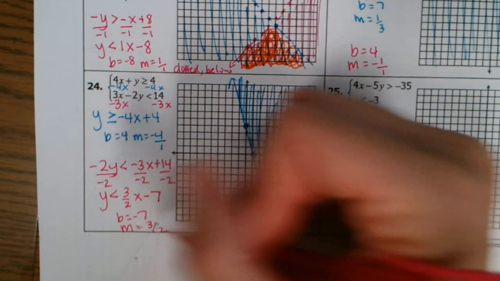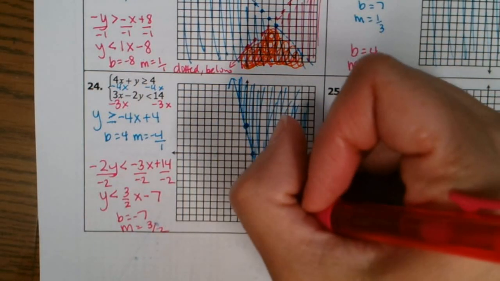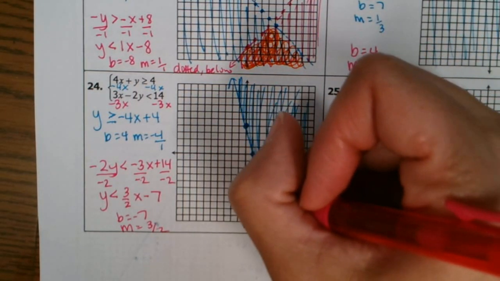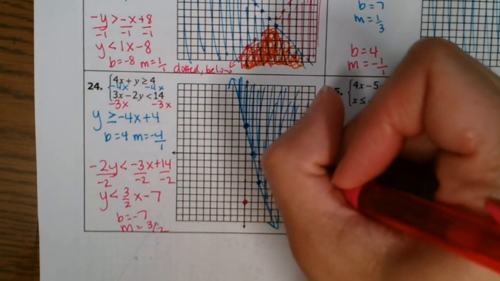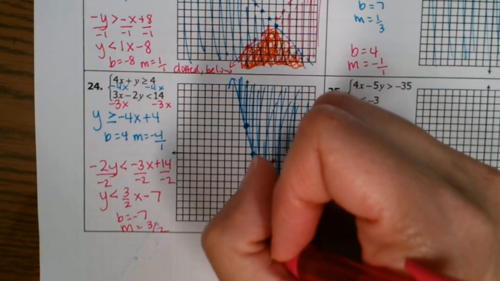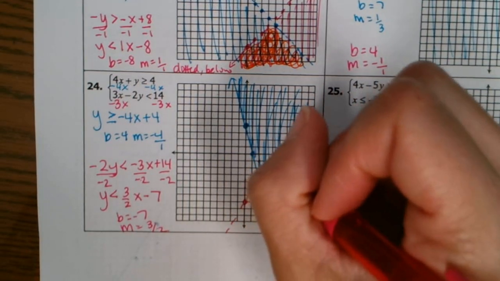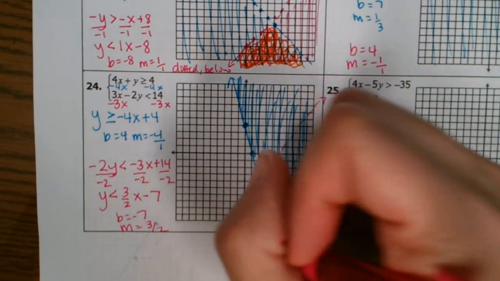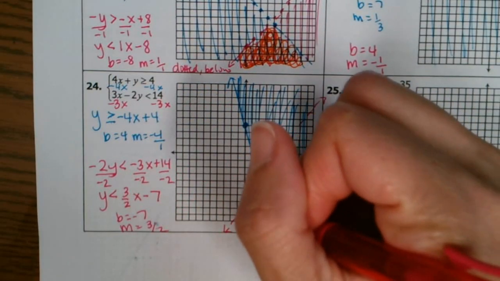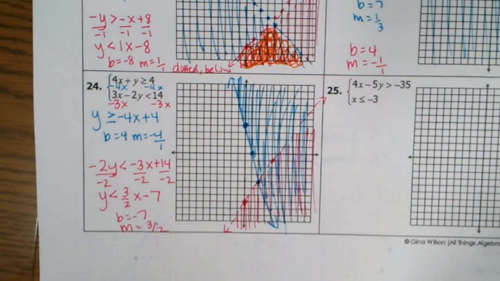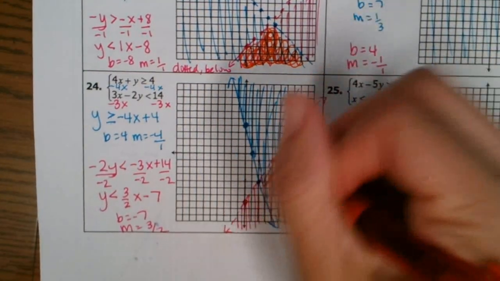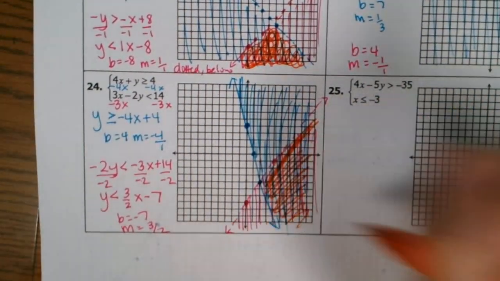My m is, not 2/3, 3 halves. Sorry, I said the wrong thing. 3 halves. 1, 2, 1, 2, 3 over 2. So I'm going to do dotted and below. So go to the y-intercept and go below. My final solution is where both colors are.